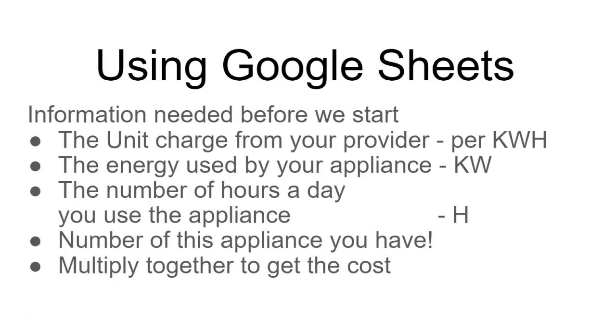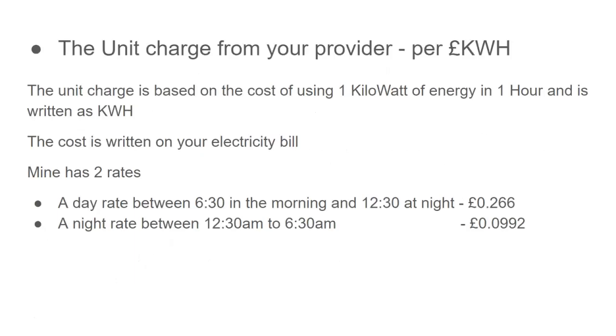The number of hours a day that you actually use the appliance, so that will give us the usage of the appliance, and the number of the appliance that you actually have. So for example, if we're talking about kettles, you may only have one. But if we're talking about light bulbs, you may have 30. And then all we do is multiply those together to actually find out the cost.